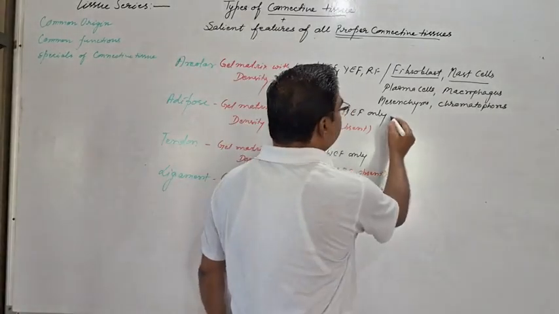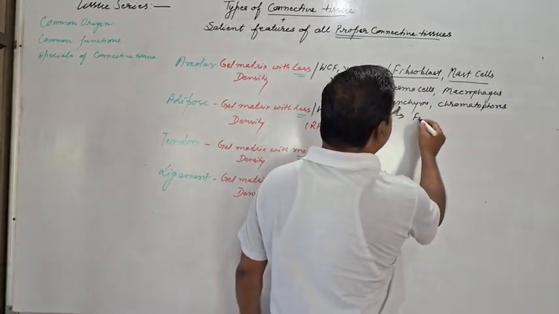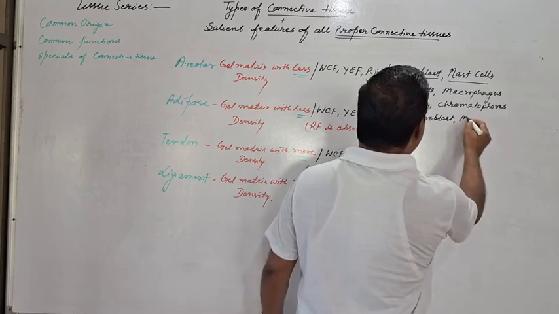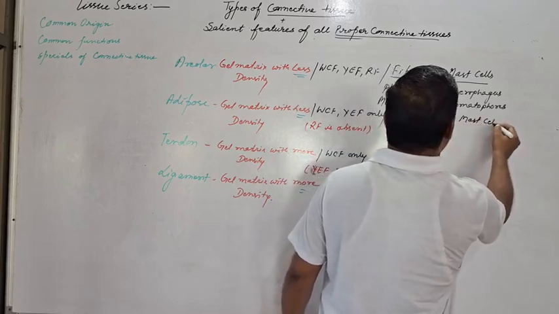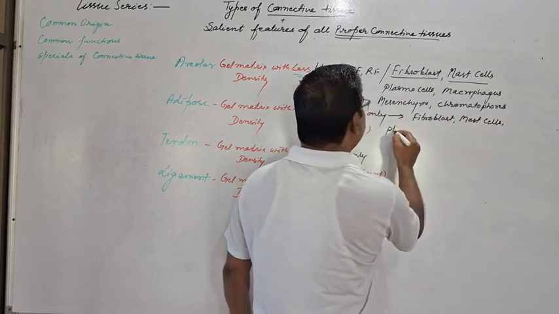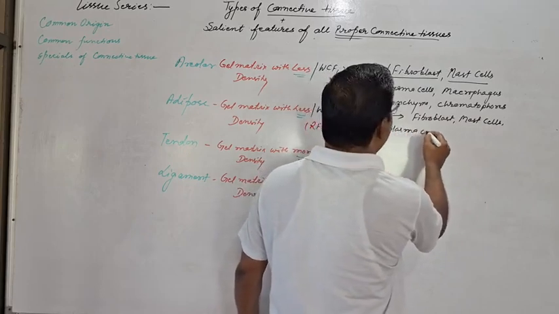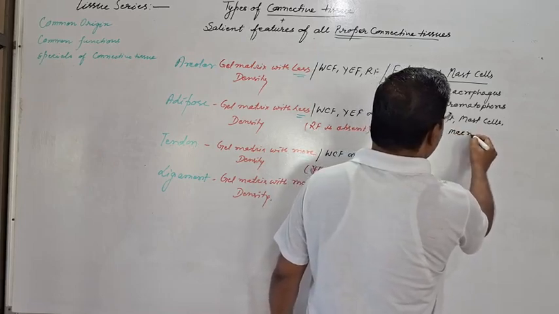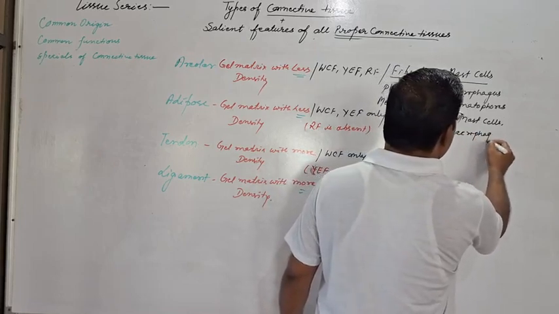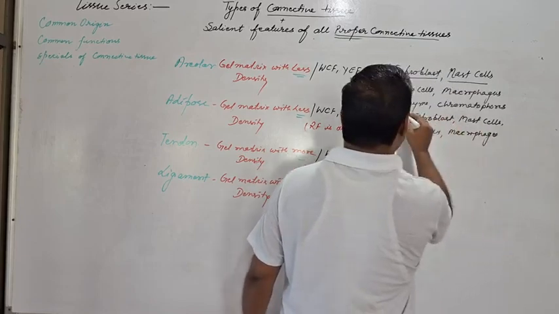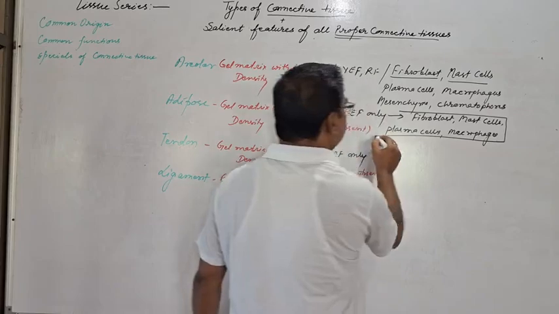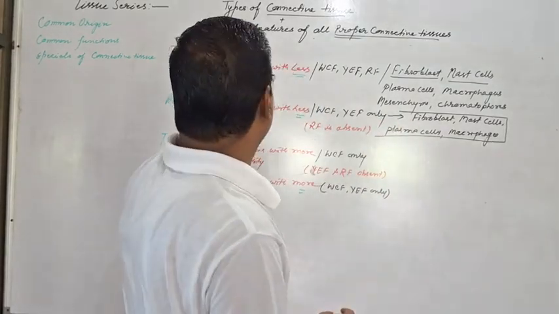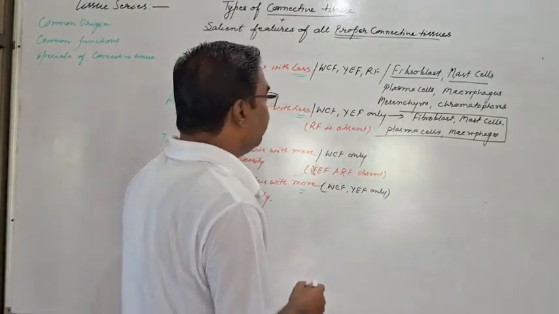What in adipose? In adipose, you will see fibroblast, mast cell, plasma cells, and macrophages. That means four types of specified cells you will find in adipose.